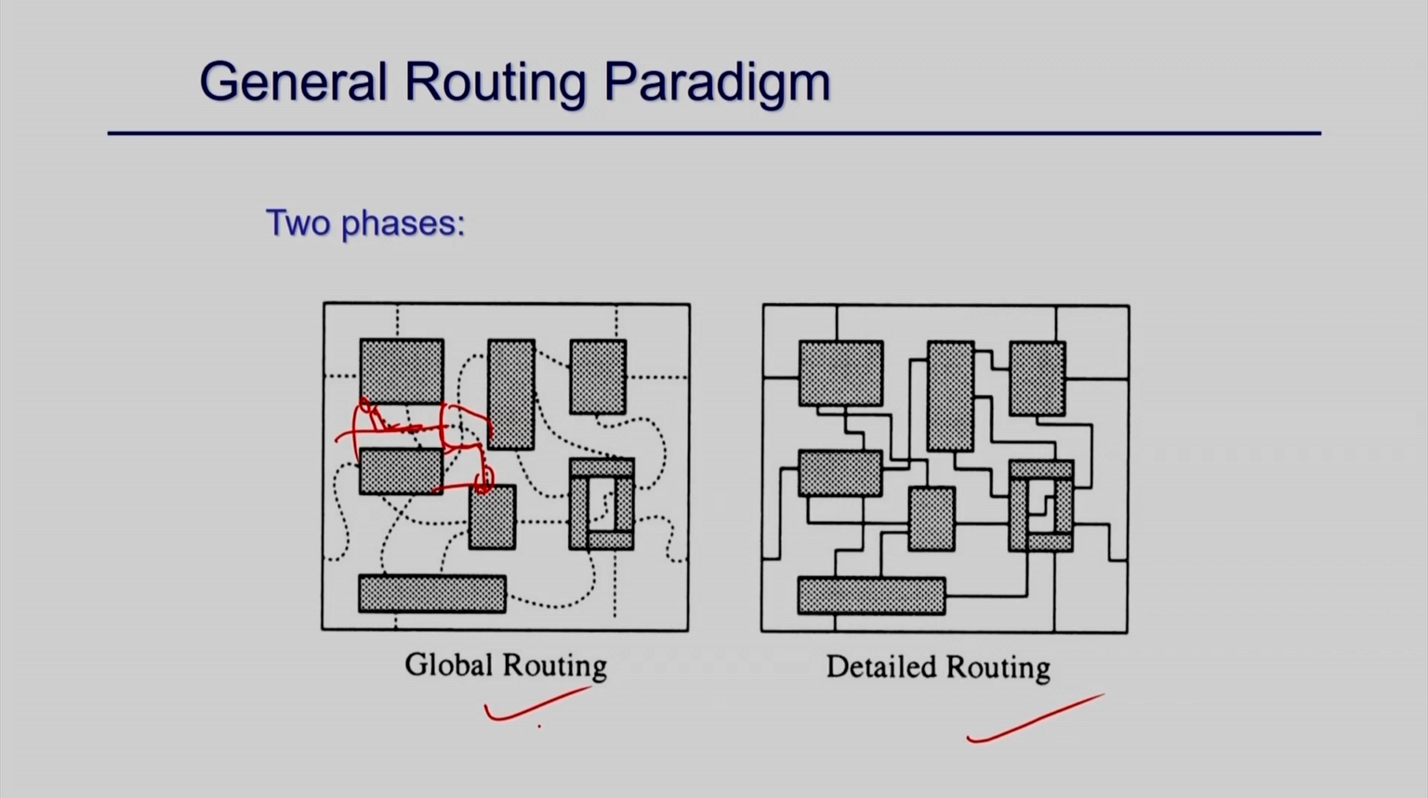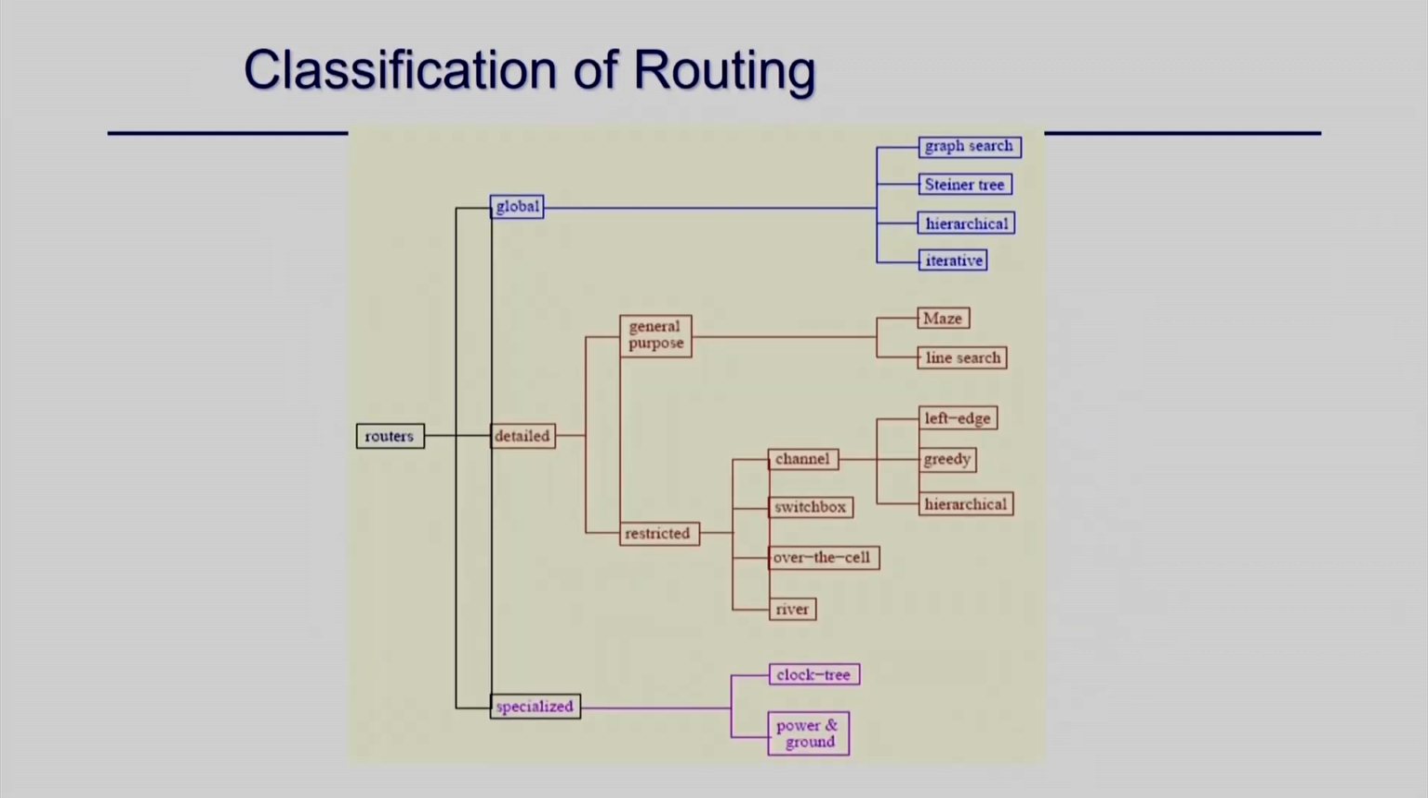So, in global routing I just decide through which part of the circuit, or which channels, it will go. For example, say for this I decide it will go through this track plus this track, something like this. But I do not finalize the exact track number here, and that is done in the detailed routing. So it has two phases, global routing and detailed routing.